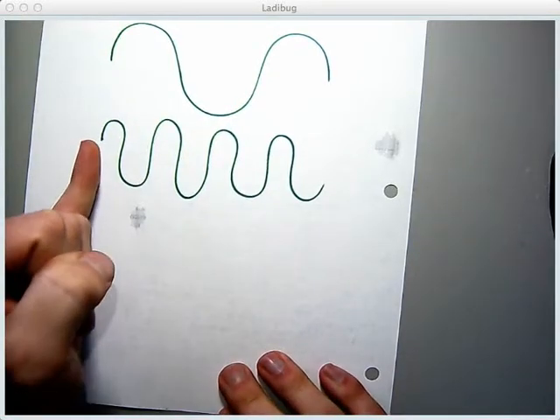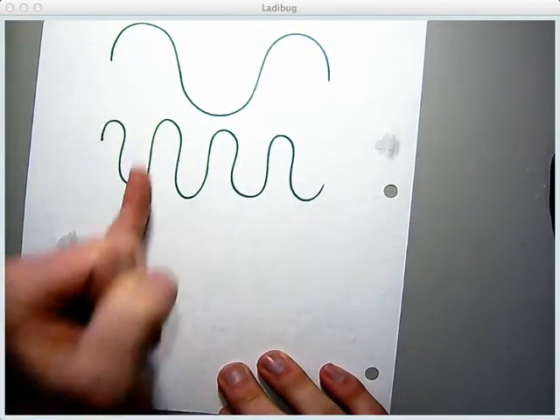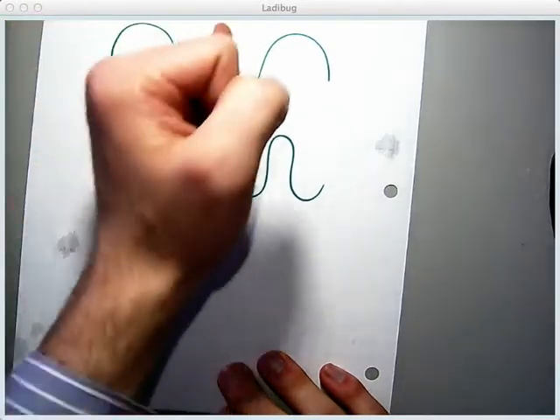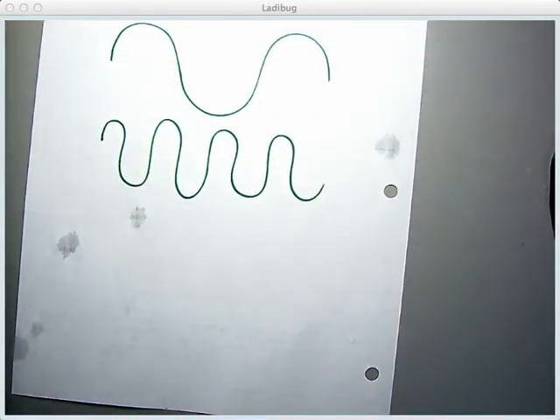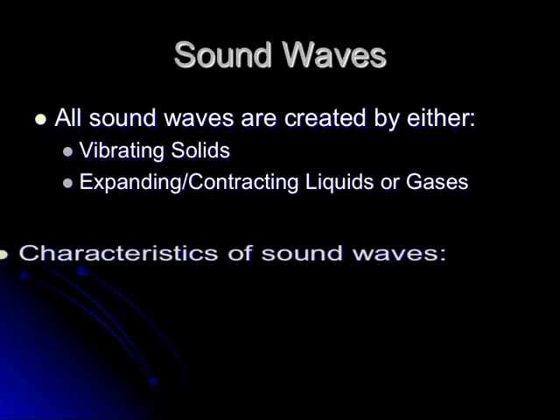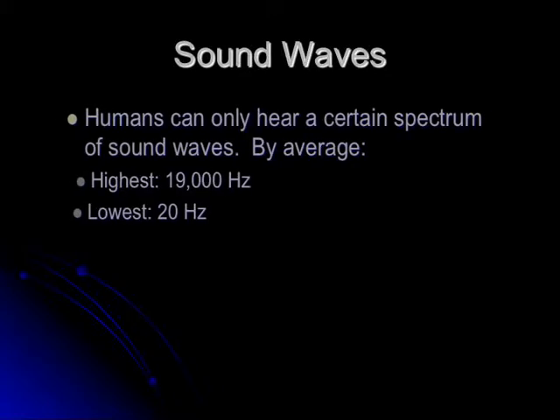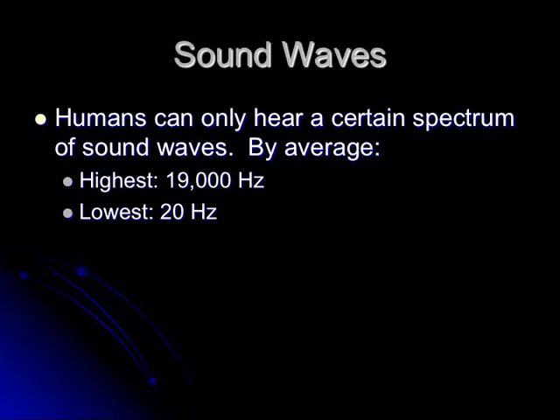This would be compressed, this would be spread out. Compressed, spread out. It depends on how often you're getting the compressions. That's why low sounds are less loud. No, they're not less loud. They're just different.